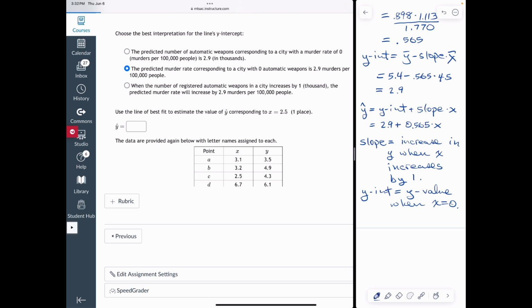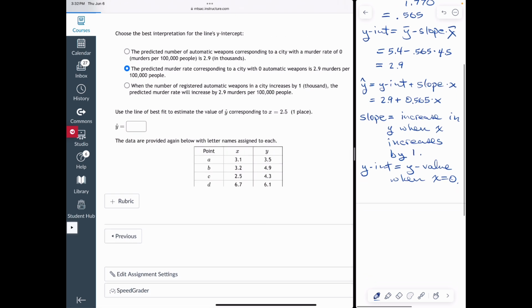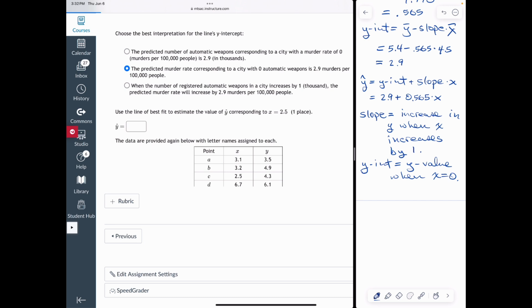Okay, so that's good. Now it wants us to estimate the value of y hat corresponding to x equals 2.5. So here you would just copy the formula down for y hat, but x is 2.5. The y hat formula up above, I'm just referring to this one. I'll put in a 2.5 for x here. So this will be 2.9 plus 0.565 times x, which we're putting in a 2.5.